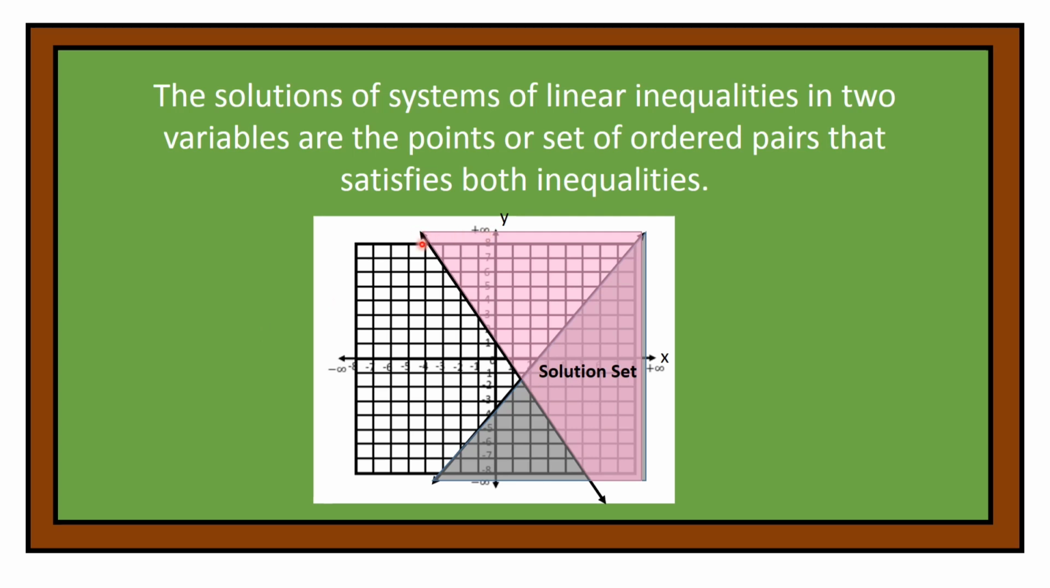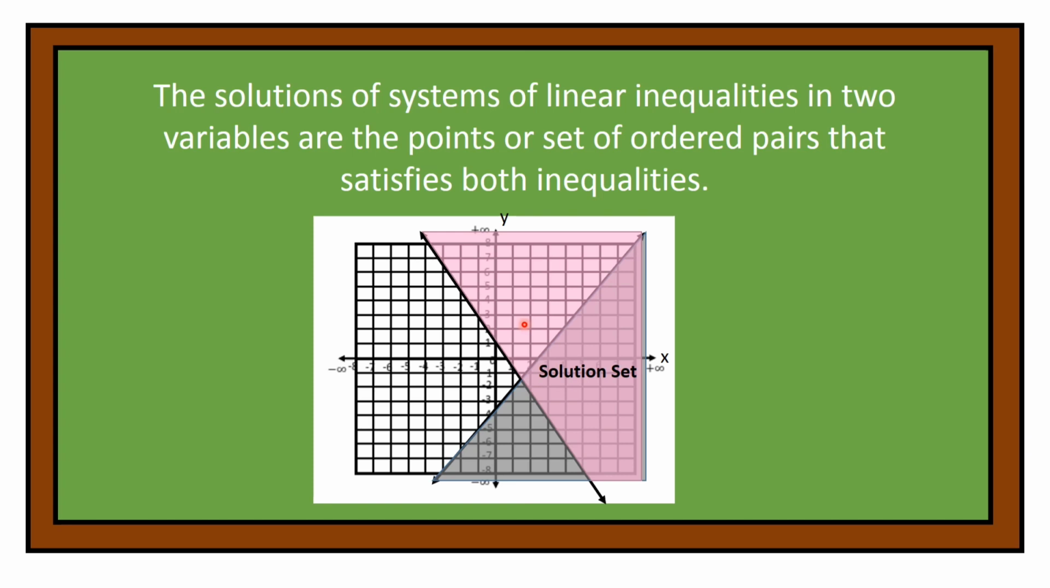So ito yung graph para sa ating unang inequality. So as you can see, meron tayong solid line at ito yung kanyang shaded part, yung ating light pink. Yung isa naman ay itong solid line na to at ang kanyang shaded region or ang ating solution set ay itong color gray.